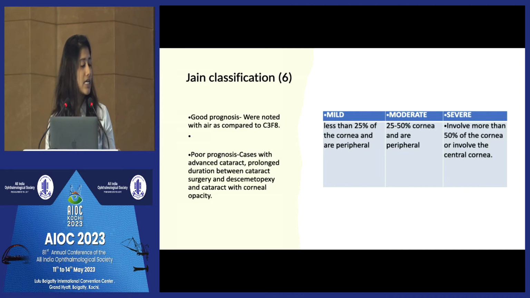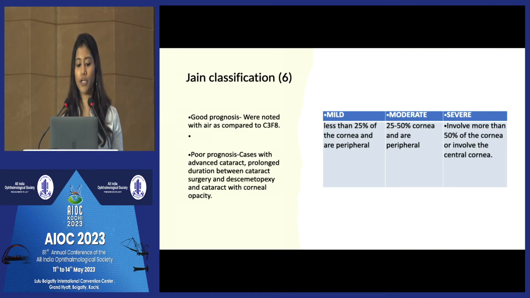Next is Jain's classification. Jain's classification is divided into mild, moderate, and severe. That is, less than 25% of the cornea, from 25 to 50%, and more than 50% of the cornea.